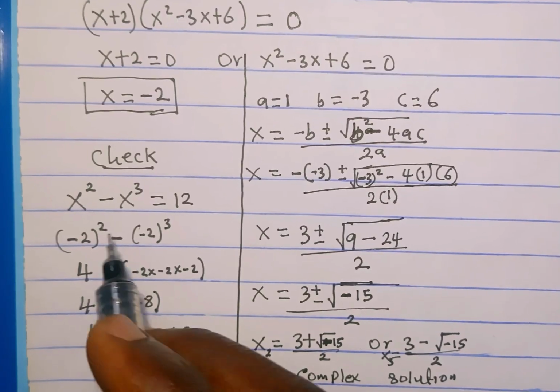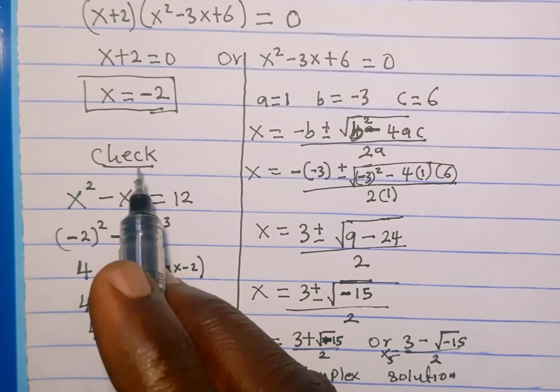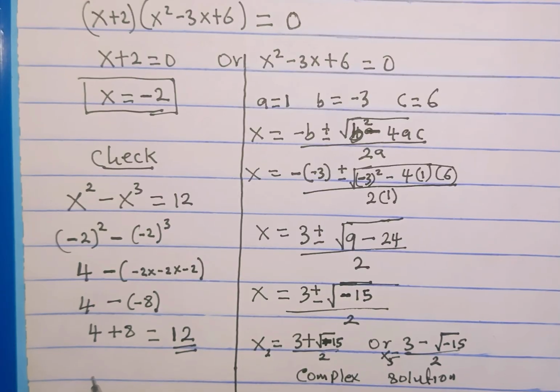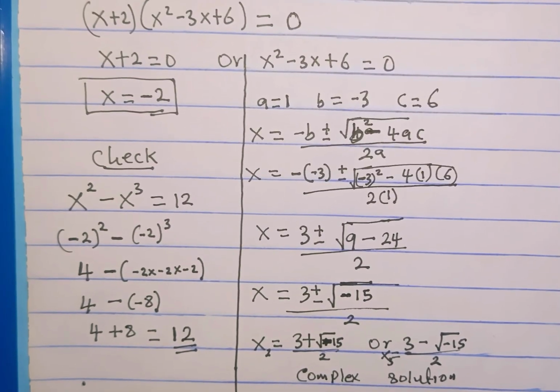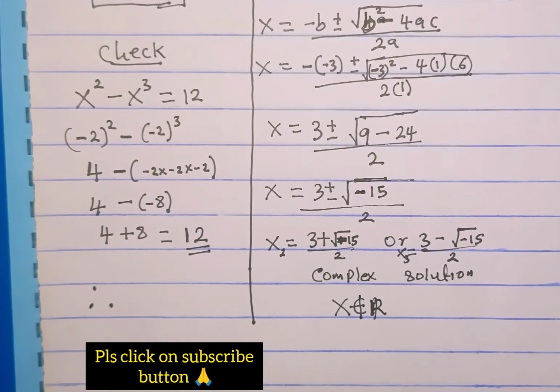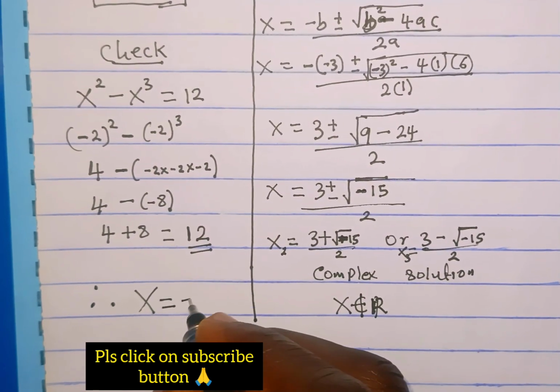So as you can see, the left hand side at x equal to negative 2 is the same as the right hand side. So therefore, we can conclude generally that the only solution that satisfies this equation is x equal to negative 2.